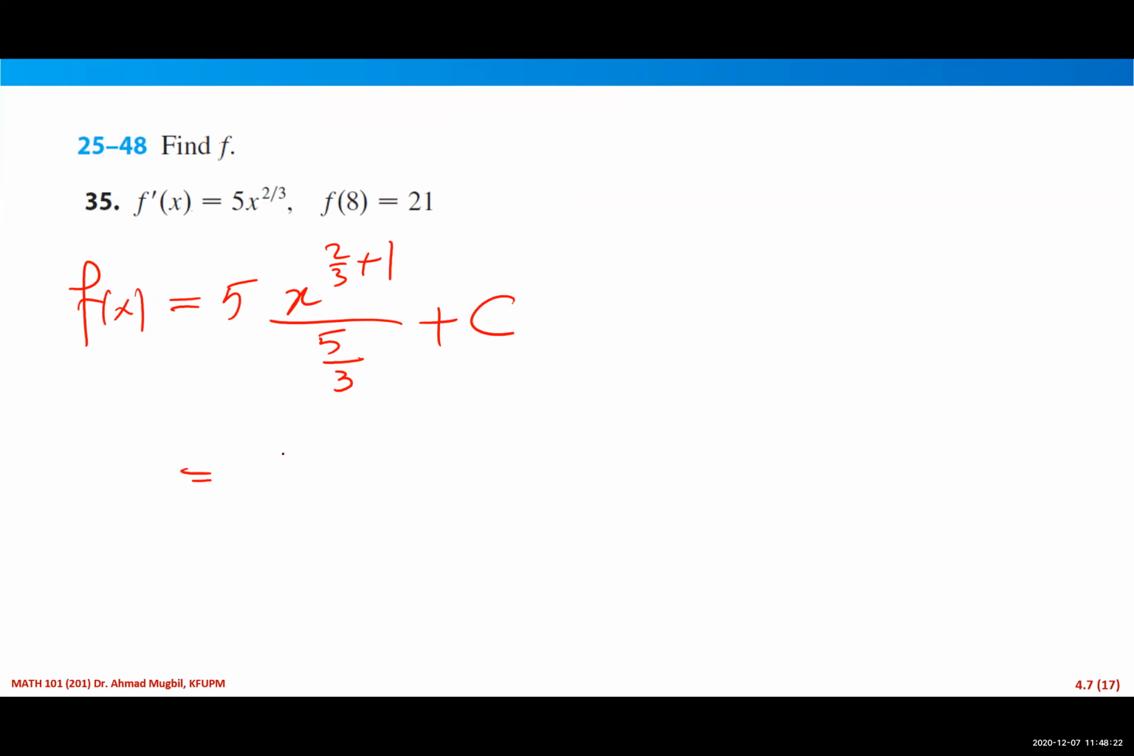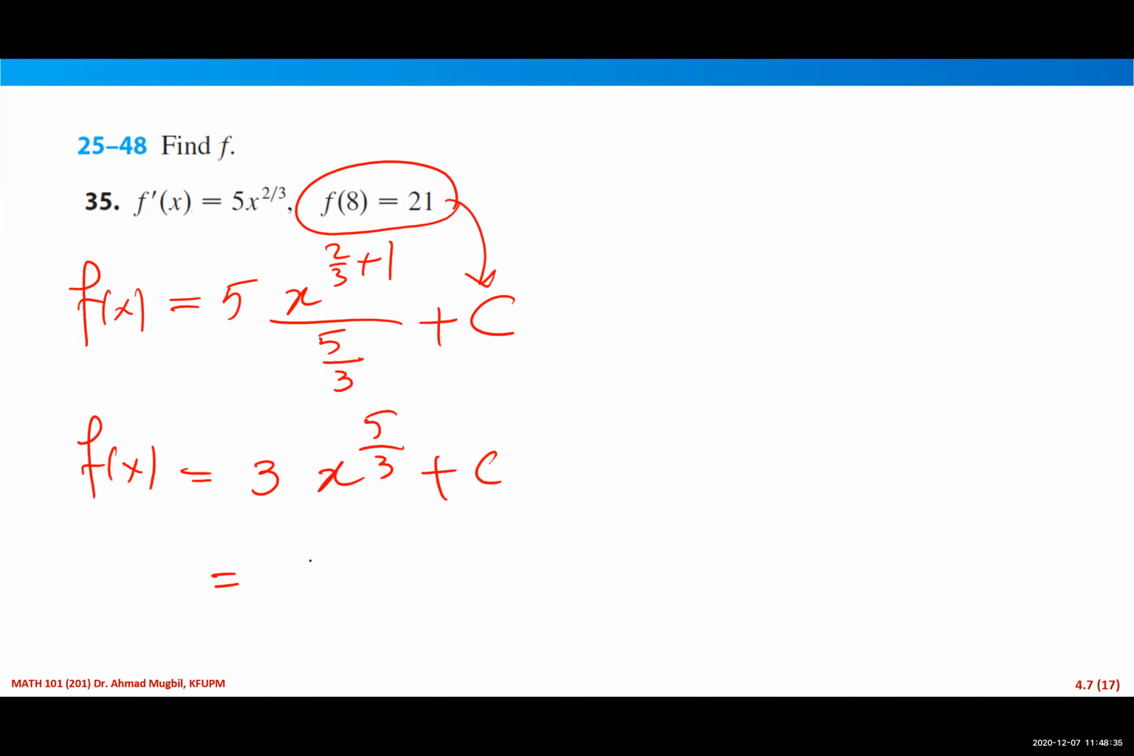This will be equal to what? 3x to the power 5 over 3 plus c. Now, this is given for you to know what is c. So this is our function. Now, when x is 8, you have 3. When x is 8, what will be the value of the function? 21. So now you can solve it for c.